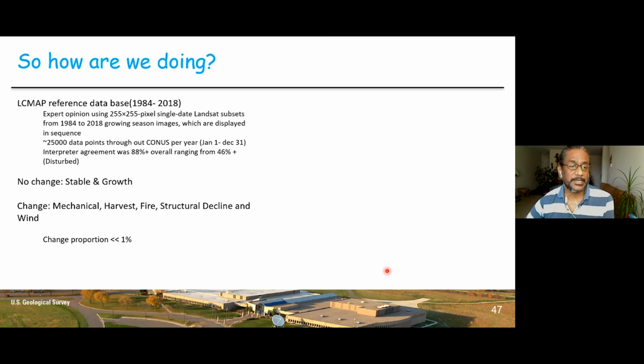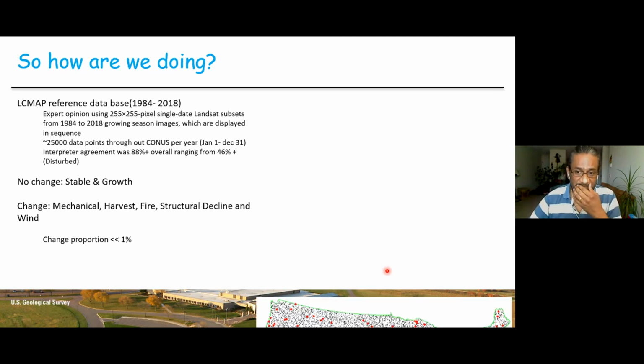Whatever they maintain as stable, or no growth, or growth of vegetation, because LANDFIRE does not consider gain in vegetation, any gain in vegetation is considered stable or no change. So we're going to consider those stable and growth pixels as no change. And what has changed, which has been interpreted by the analysts as something mechanically removed, or a harvest, or a fire, or a structural decline, or wind damage, those kinds of changes detected by the analysts are labeled as change. So now we have a reference data set which we can use to compare our accuracies.